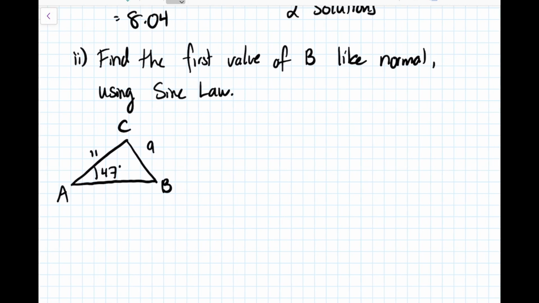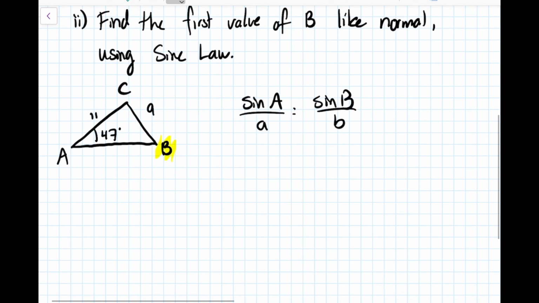If I want to get angle B, I'm just going to do sine law. So sine of angle A over A equals sine of angle B over B. We plug in some numbers. We know angle A is 47 degrees. We know side A is 9.